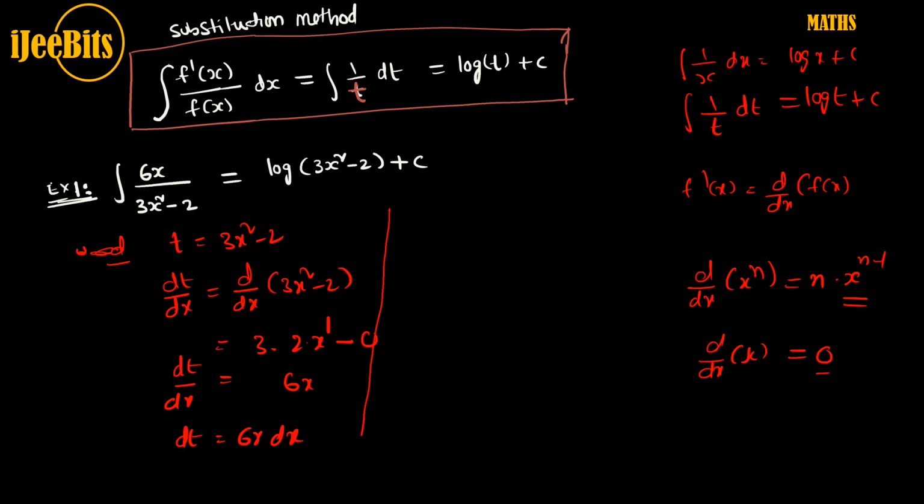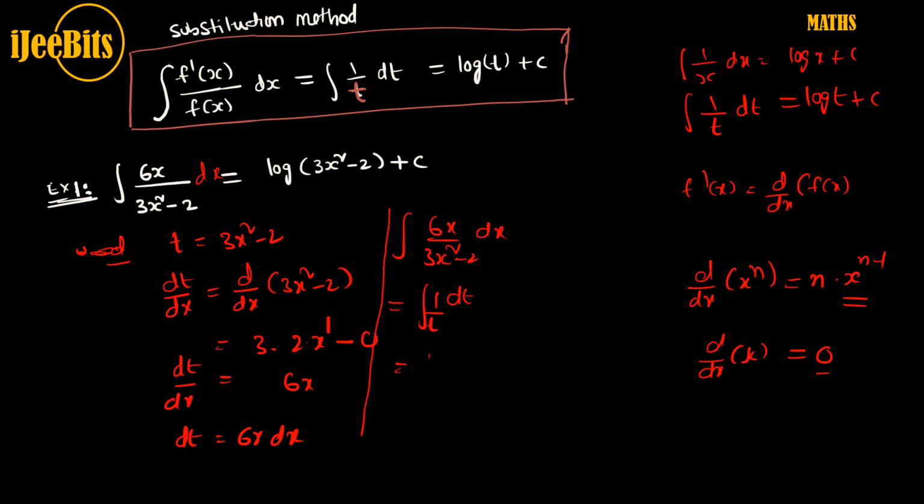How do you apply for this one? Integration of 6x divided by 3x² minus 2 dx. Correct, no? So 6x dx is nothing but dt. So put a dt. And then 1 by 3x² minus 2, let's say t, 1 by t. So 1 by t dt is nothing but log t.